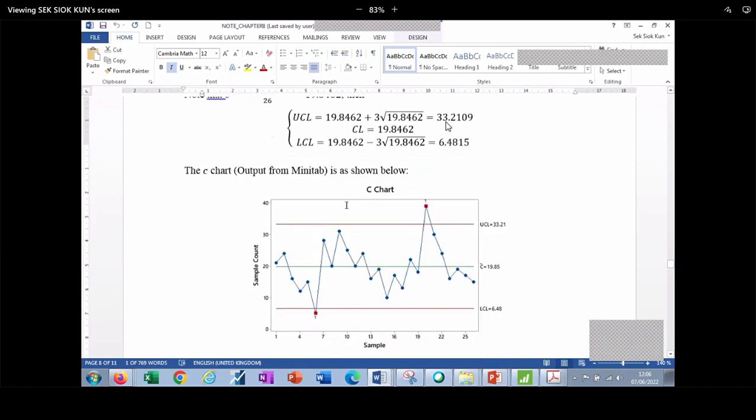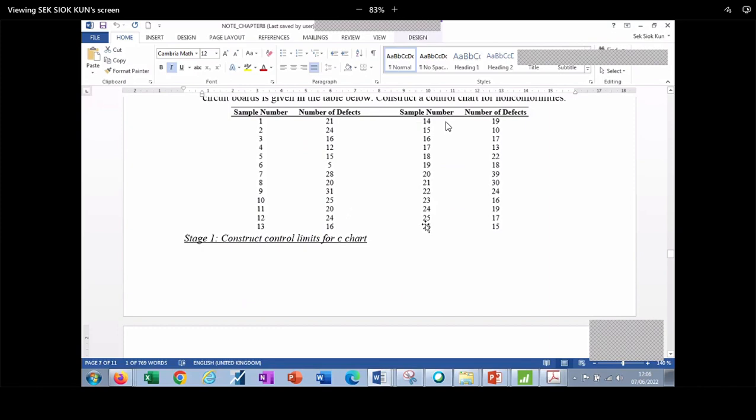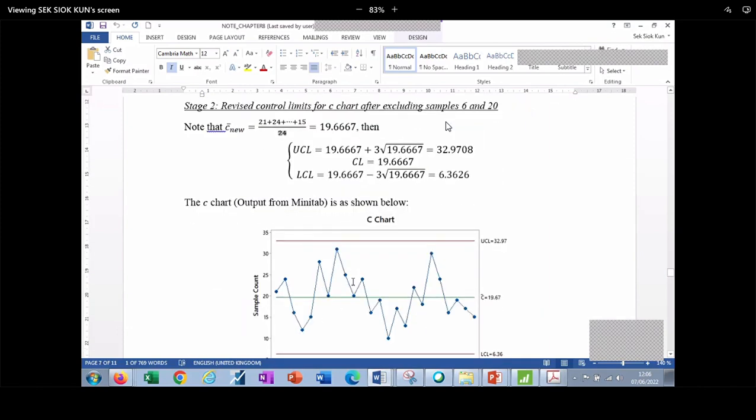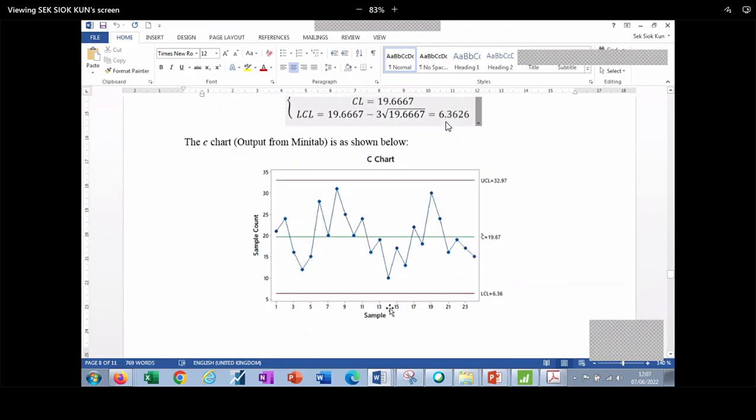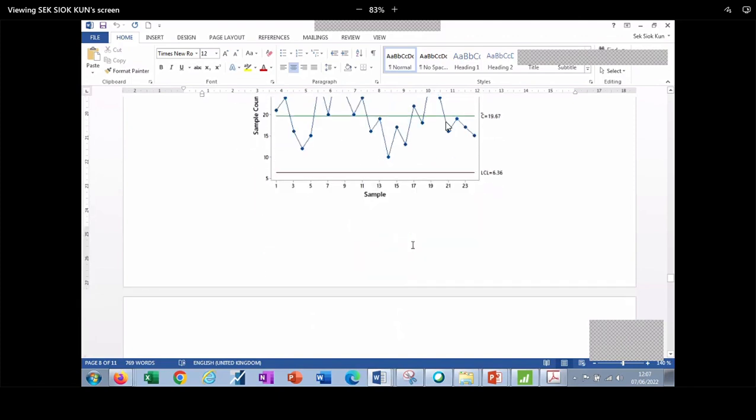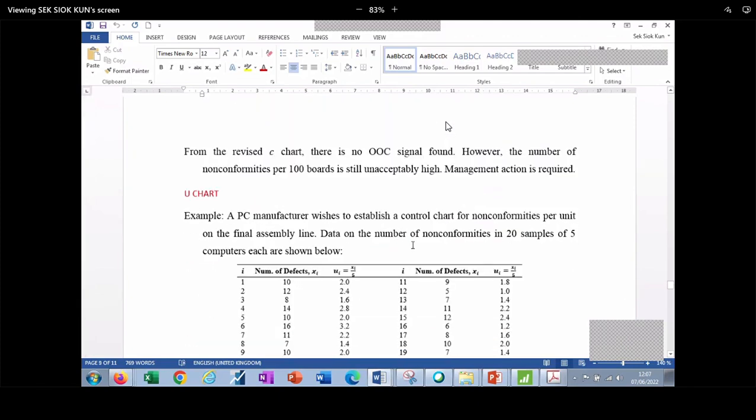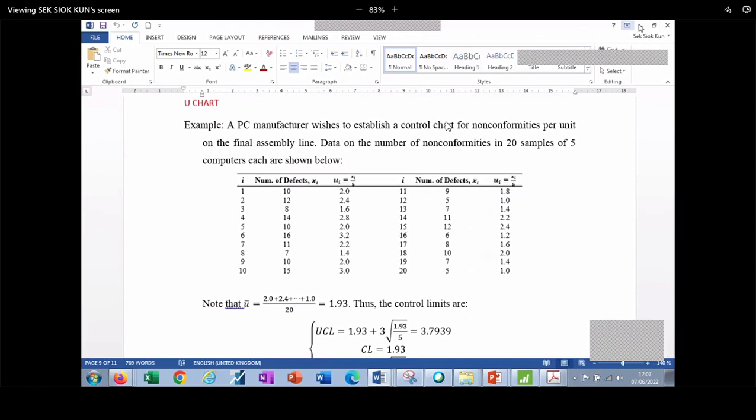Okay, so total are 26, right? We exclude 2 samples. So now we have a new mu. Then we recalculate the control limits. And from the plot here, all are within the 2 control limits. Okay, so we have an in control condition. I think it's very simple. Do you have any questions so far?